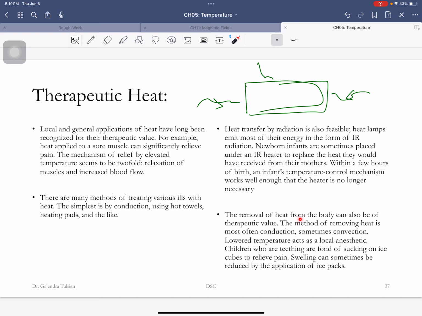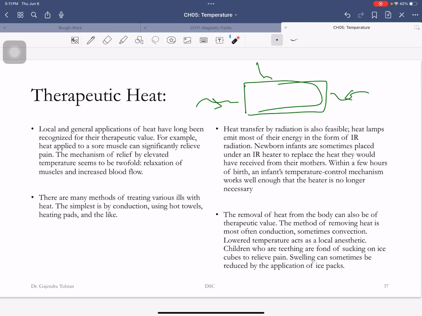The removal of heat from the body can also be of therapeutic value. The method of removing heat is most often conduction, sometimes convection. So if you wanted to cool somebody down, you remember the alcohol rub. Lower temperatures act as a local anesthetic. For instance, children who are teething are fond of sucking on ice cubes to relieve pain. Swelling can also be reduced by the application of ice packs.